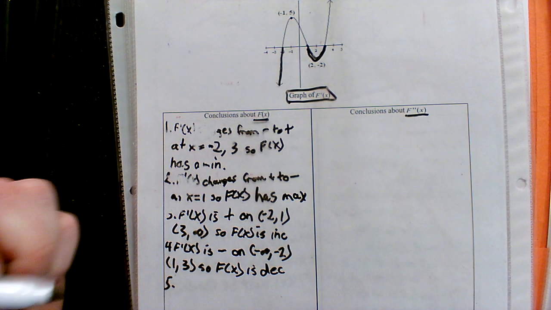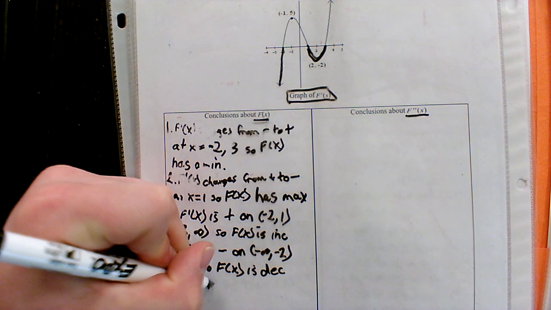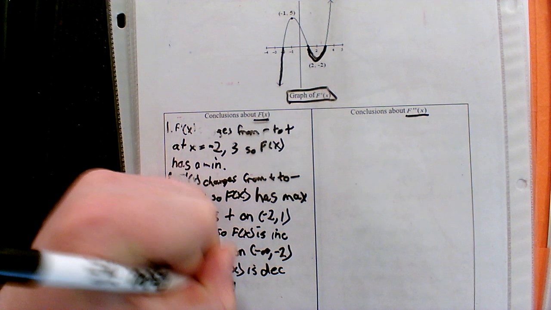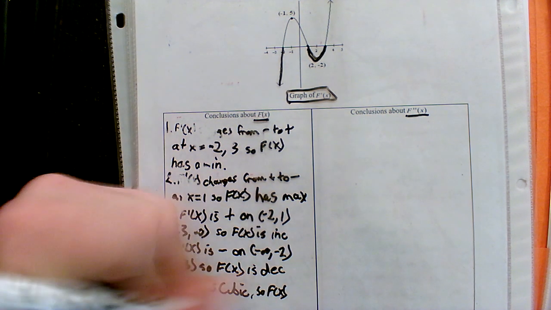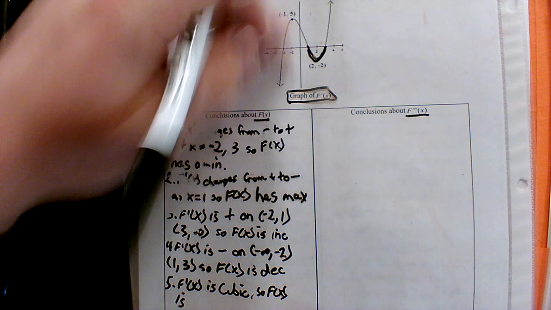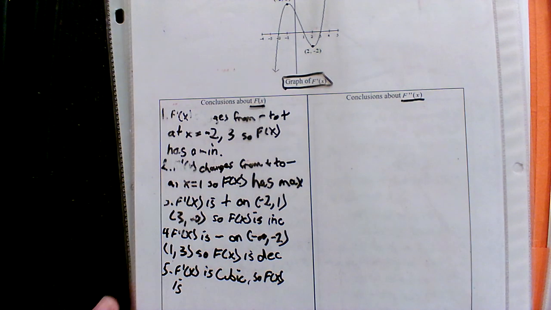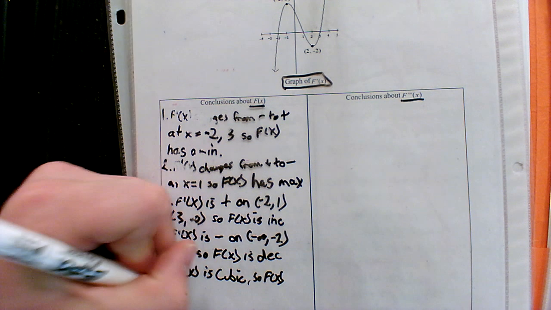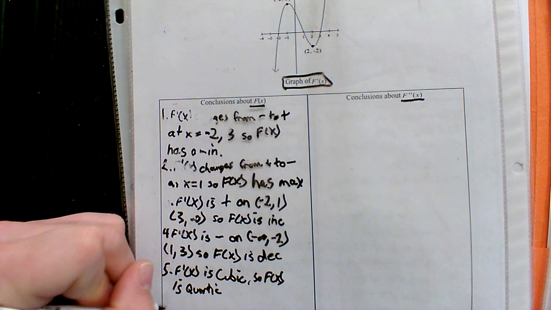All right, number 5. F prime of x is cubic. So f of x is what? And I know we sort of talked about these already, but it's something that we can state from looking at this graph. F prime of x is cubic, so the original is what? Exactly. Very good.